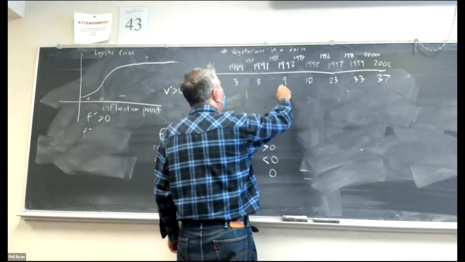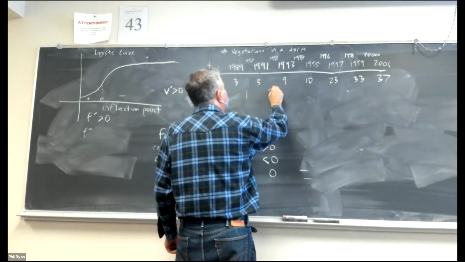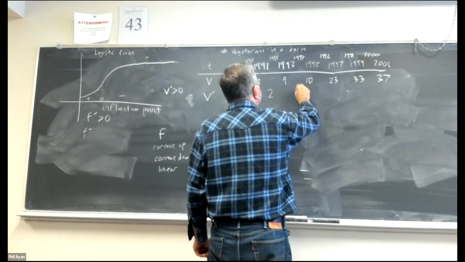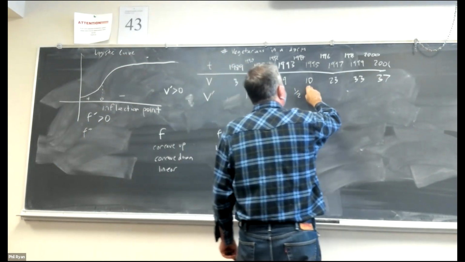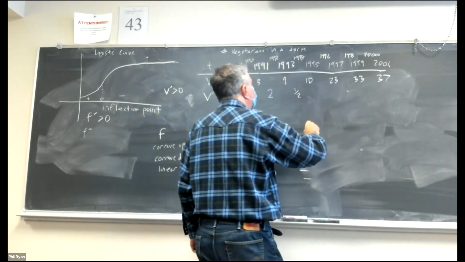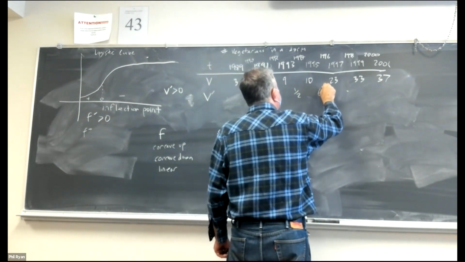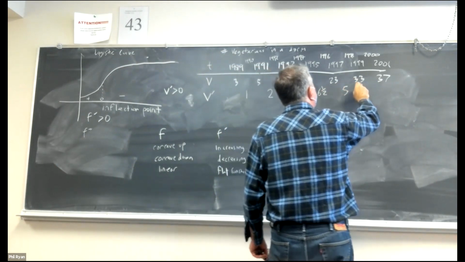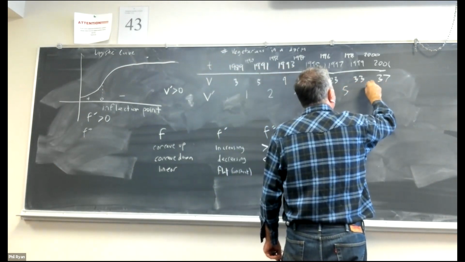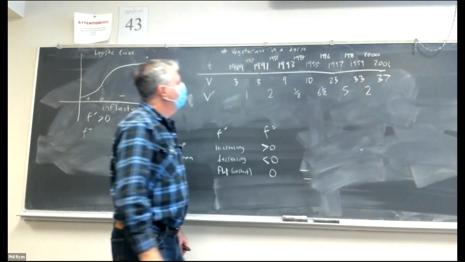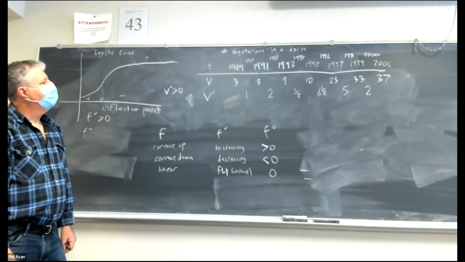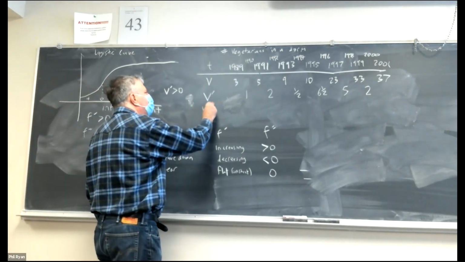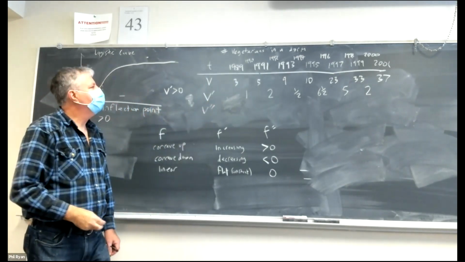It goes up 4 in 2 years, the derivative is 2. Goes up 1 in 2 years, a half. Goes up 13 in 2 years, that's 6.5. Goes up 10, it's 5. Goes up 4, that's 2.